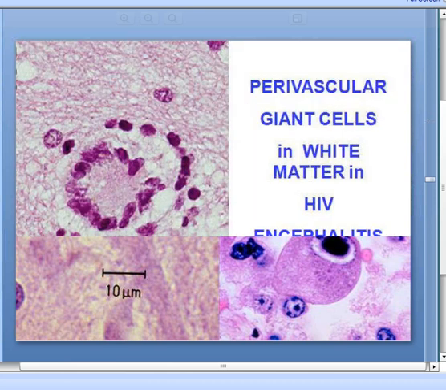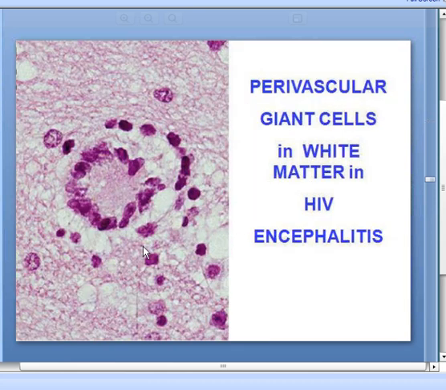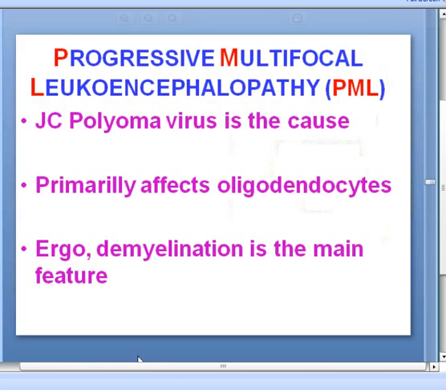We said we're going to mention a couple of other cells. Sometimes in AIDS or HIV, they have described numerous times a syndrome of perivascular giant cells. You can tell these are multinucleated giant cells. So perivascular giant cells, usually in the white matter, is very often associated with an encephalitis due to HIV or the HIV virus, which is a little bit redundant.